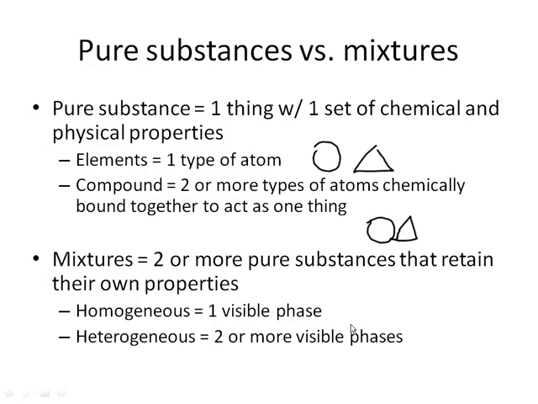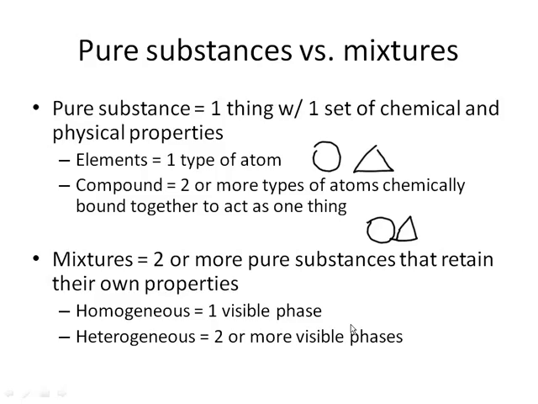Mixtures, on the other hand, are two or more pure substances that retain their own individual properties. So even though they're in close proximity and mixed together, they're still their own selves. Kind of like when you're sitting in a classroom. You've been mixed together and you're all contained in the classroom container, but you're still your individual self. These either could be homogeneous, meaning there's one visible phase, or heterogeneous, meaning there's two or more visible phases.